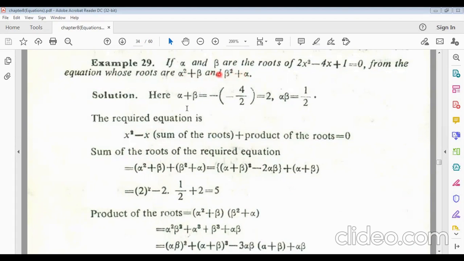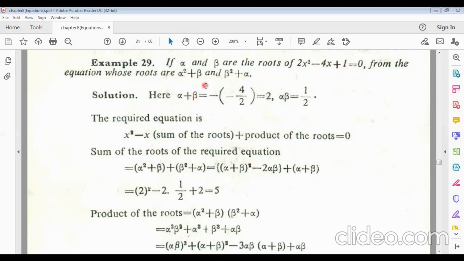Okay, so we are given that alpha, beta are the roots of this given equation. This is the quadratic equation, remember it. We can compare it with ax square plus bx plus c equals 0, where a equals 2, b equals minus 4, and c equals the constant term 1.